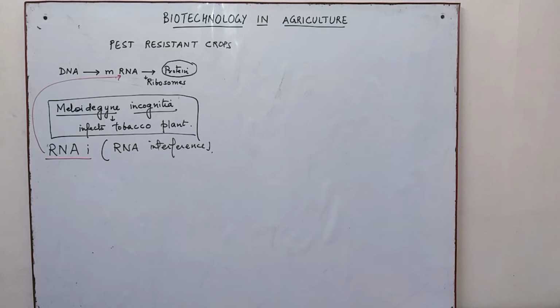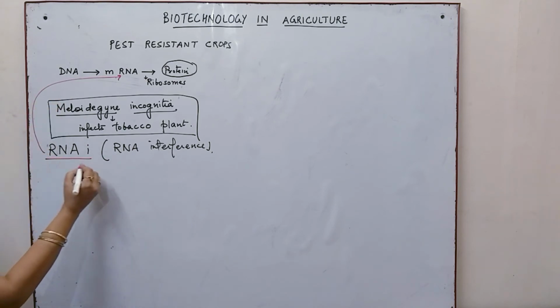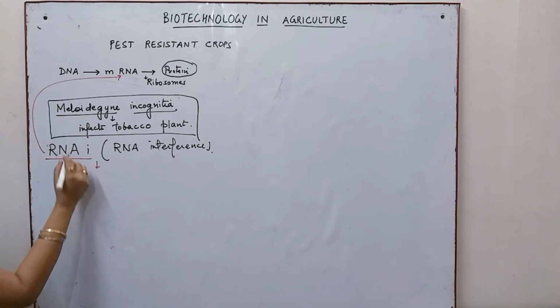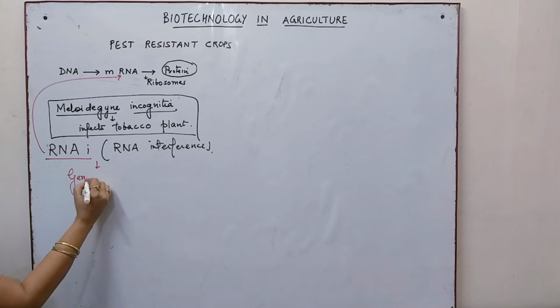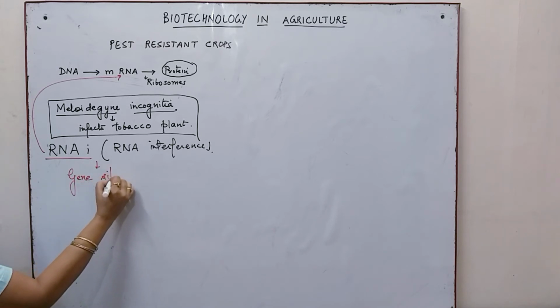Now this is a very commonly found RNA interference strand, which is found as a control mechanism or defense mechanism. So it helps in silencing the gene. RNAi actually regulates by gene silencing.